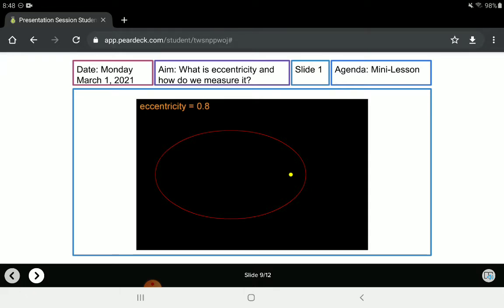All right, so on this one, it's actually an animated GIF that you can see there are different ranges. This is if the eccentricity were 0.8. Oh, I can't draw on this anyways. So please enjoy this picture of an ellipse that says 0.8 eccentricity.